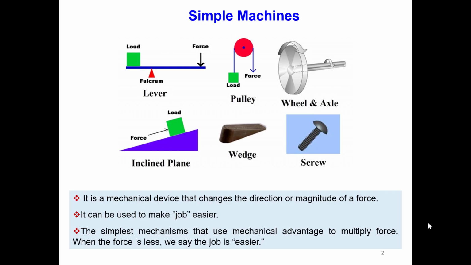There are 6 different kinds of simple machines. We have the lever, pulley, wheel and axle, inclined plane, wedge, and screw. All these machines make the job we have to complete easier in 2 different ways. One is they can change the direction of the force we need to apply, or change the magnitude of the force.